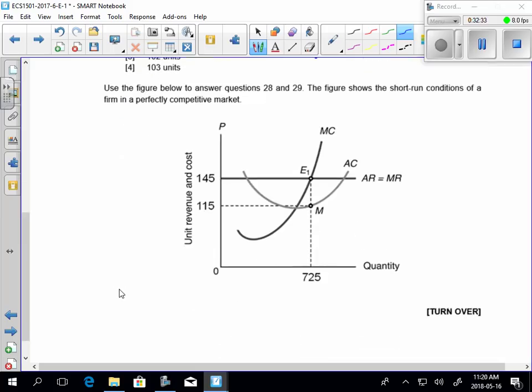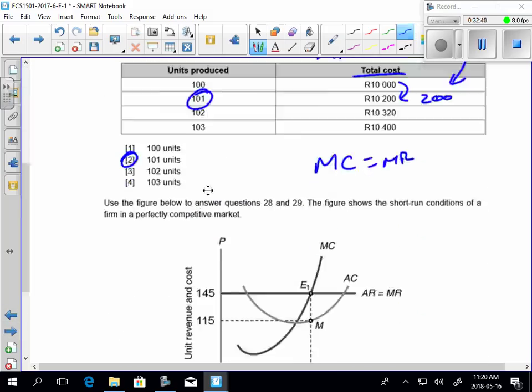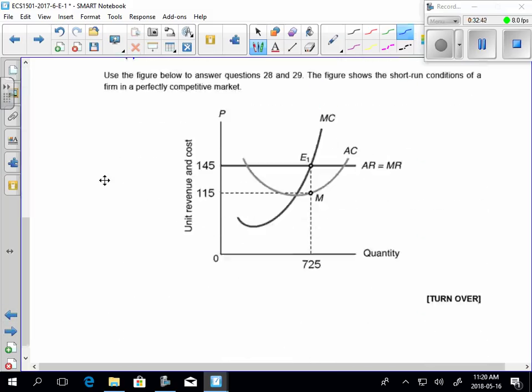Use the figure below and answer the question. What is the question? The firm is making profit or loss? Okay. So we can see obviously that they're making a profit here. Why? Because they're going to produce at a quantity where MC is equal to MR, which means they produce and sell 725 units. But the average cost at 725 units is only 115 when they are selling at 145.